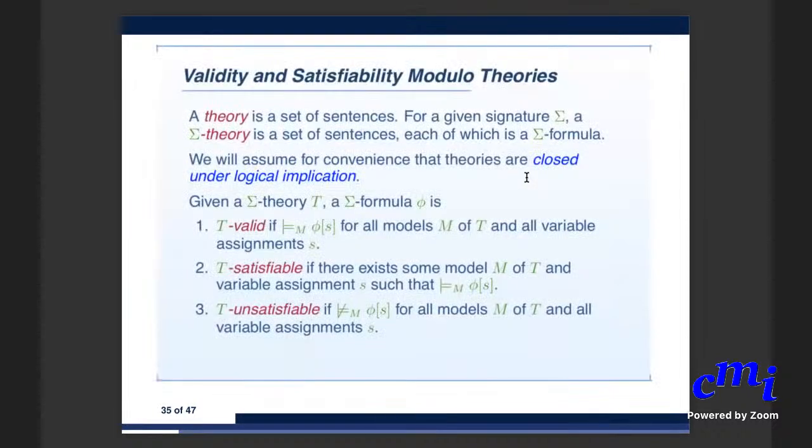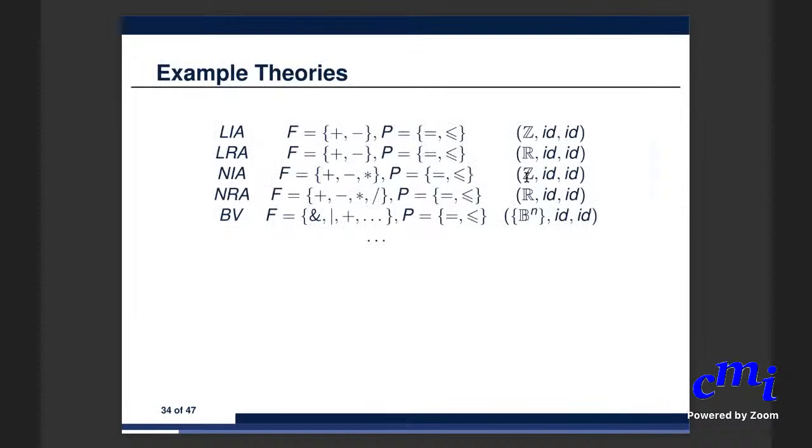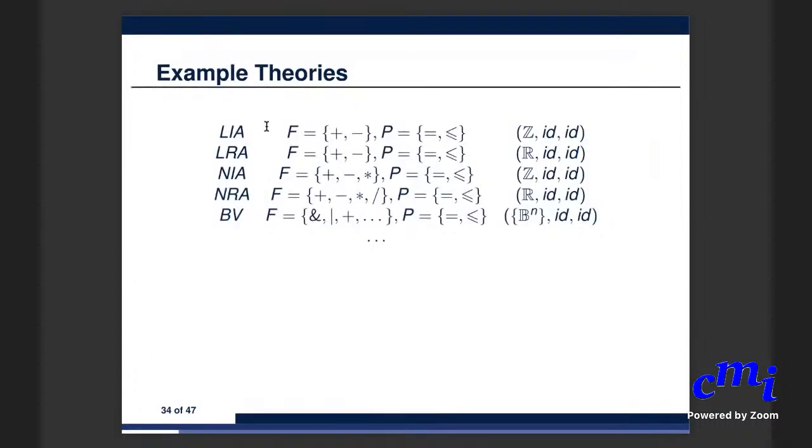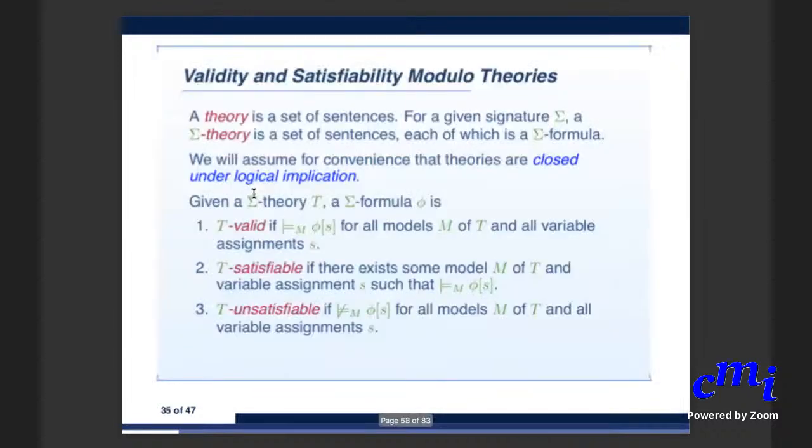Okay, and now if you restrict yourself to specific theories and so on, then you can talk about validity and satisfiability relative to those theories, which define the specific interpretation. Either you have your domain as integer arithmetic, real arithmetic, or bit vectors, or any combination of these things. Then it's usually called T-valid, T-satisfiable, and T-unsatisfiable.